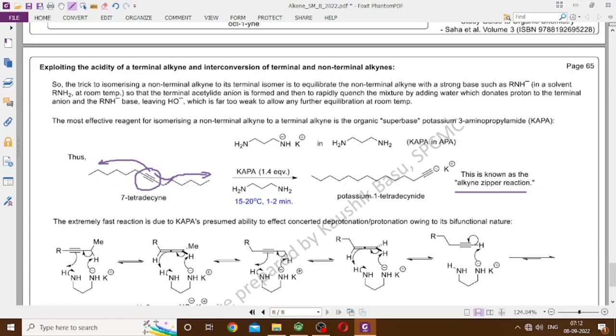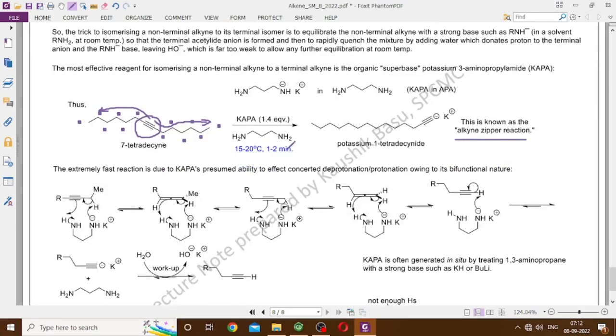If you are interested, you are encouraged to draw out the mechanism involved in shifting this internal alkyne onto the very end of the chain. So it can go here or it can go here, because you have a couple of hydrogens here. All the time you have a couple of hydrogens here, so there is no problem. Also you have a couple of hydrogens in all these positions, so you can draw the zipper in both directions.